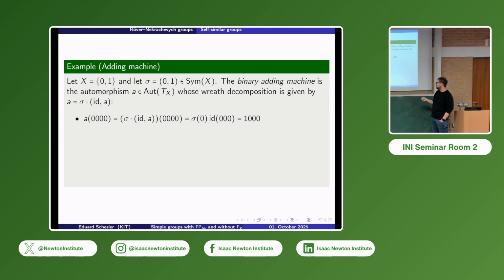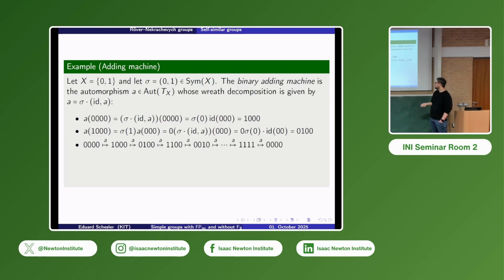So let's say we want to apply it to the word with 4 letters, 0, 0, 0, 0. Then what we do is we split A into its rooted part, which is just the transposition of 0 and 1, and the direct sum part. Then we apply sigma to the first letter, and we decide by looking at the word what the first letter is. It is 0. 0 is the smaller one. We apply the left automorphism, so identity to the rest. So we get 1, 0, 0, 0. And then if we repeat the process, we see that it makes sense to call it the adding machine.